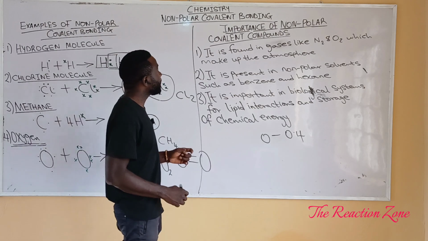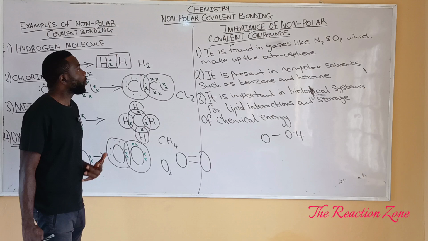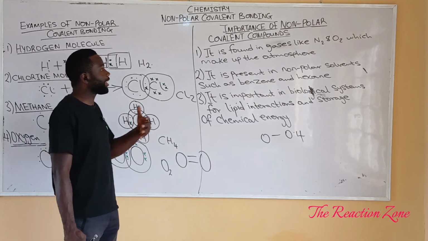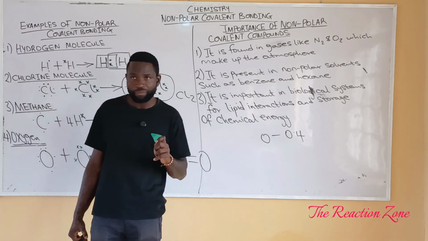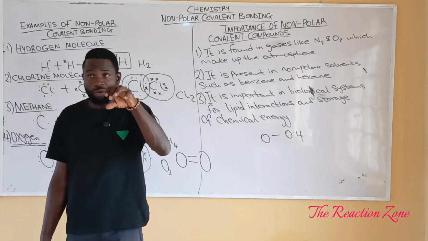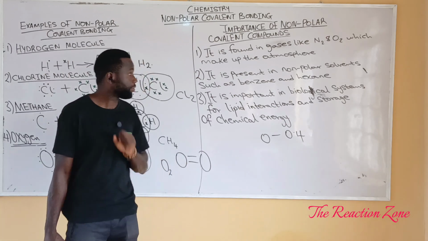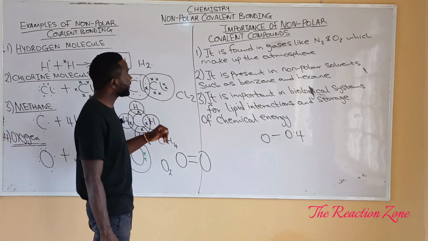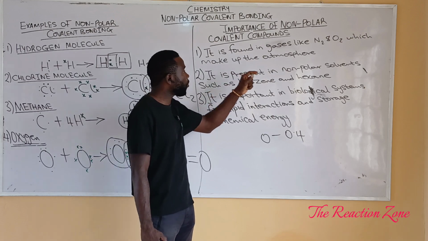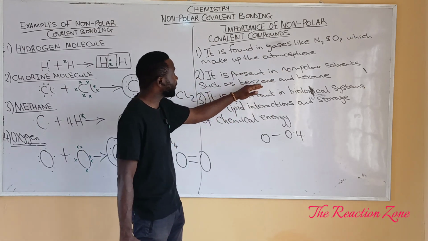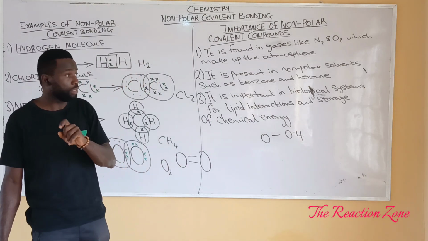Now we're going to look at the importance of non-polar covalent compounds. Non-polar covalent bonding is found in gases like nitrogen and oxygen. And it is important for us to understand that these gases are components of air. Nitrogen and oxygen are part of the composition of air. The second one is that non-polar covalent bonding is present in non-polar solvents such as benzene and hexane. And benzene and hexane are very important industrial solvents.